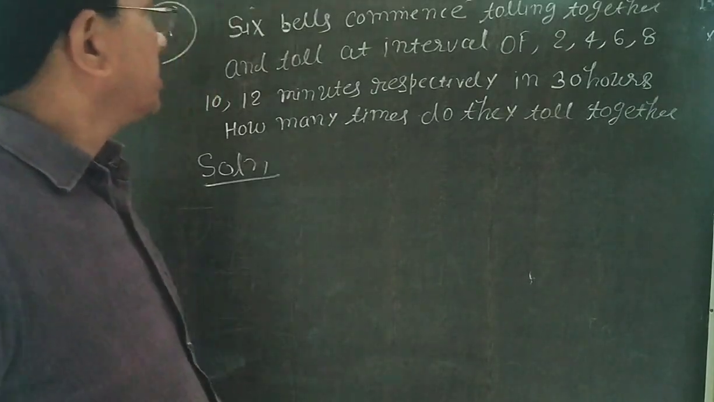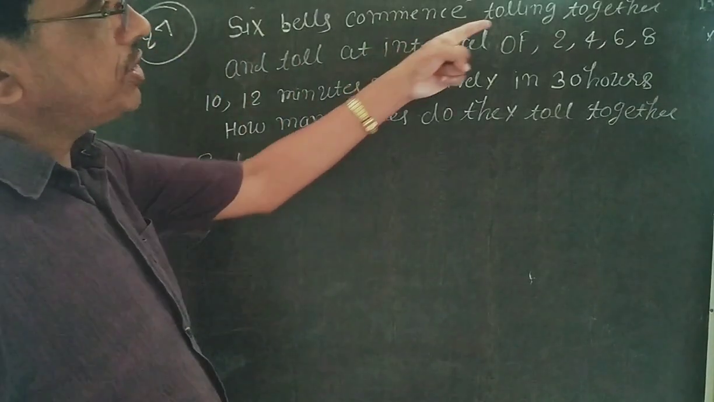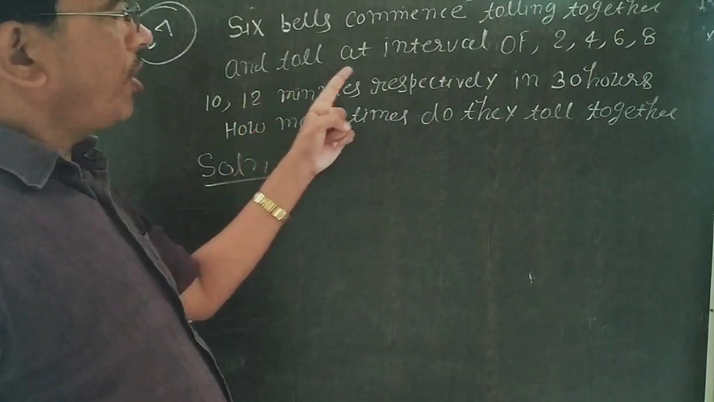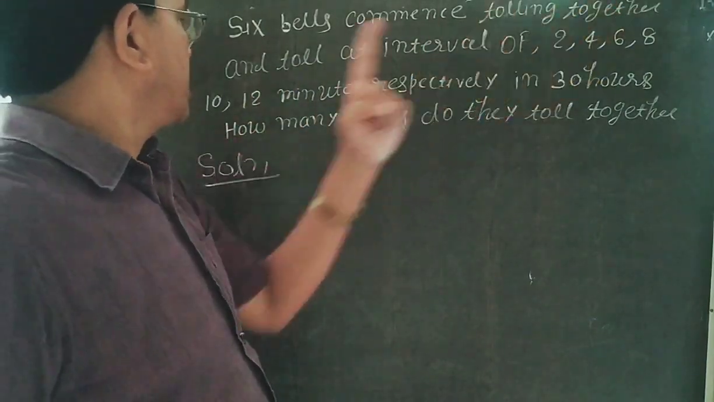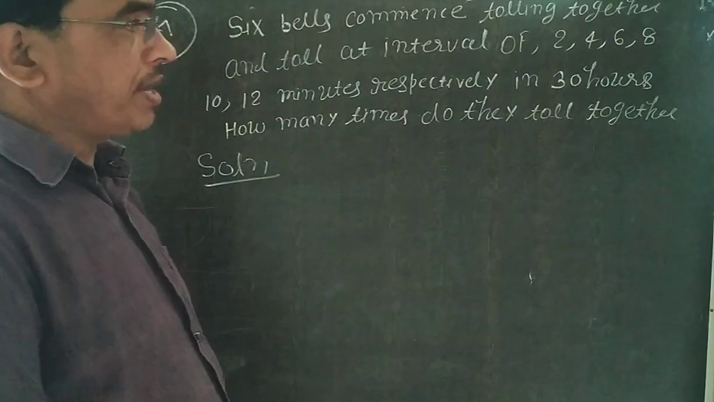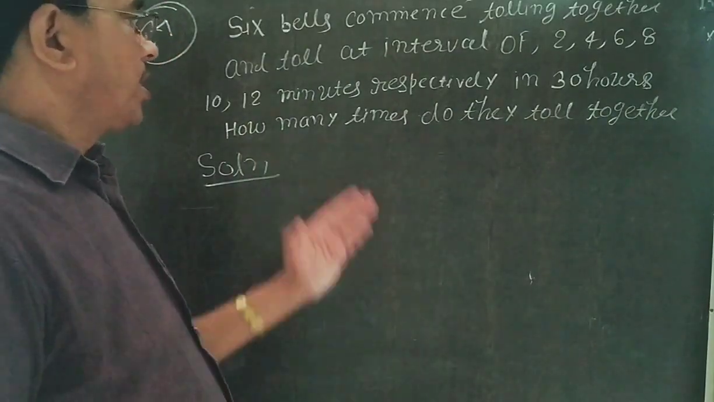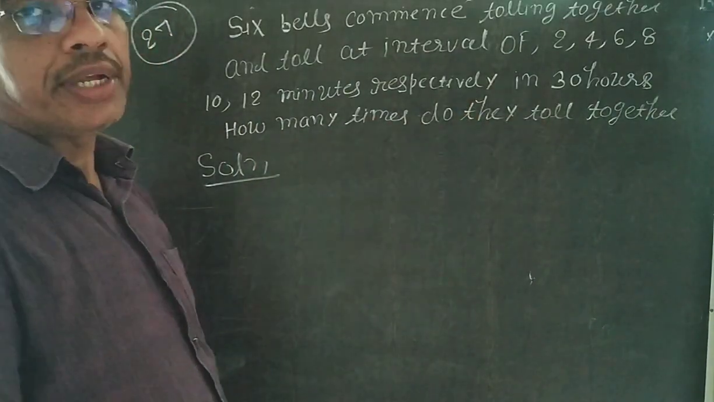Here is the last question. There are 6 bells tolling together and they toll at intervals of 2, 4, 6, 8, 10 and 12 minutes respectively. In 30 hours, how many times do they toll together?